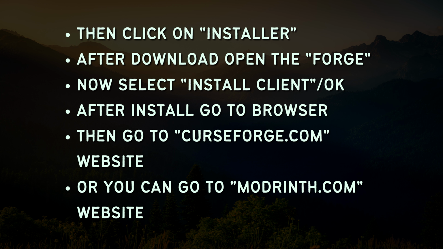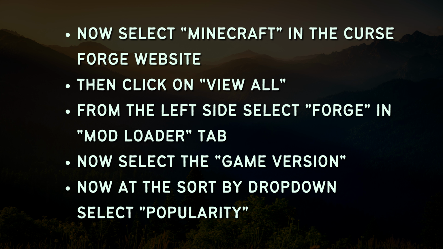Then go to CurseForge.com website, or you can go to Modrinth.com website. Now select Minecraft in the CurseForge website. Then click on View All. From the left side, select Forge in Mod Loader tab. Now select the game version. Now at the sort by drop down, select popularity.